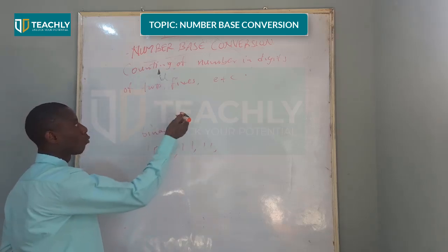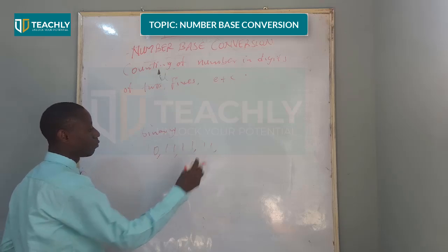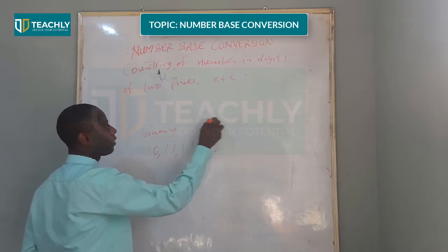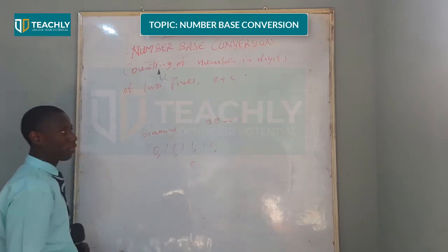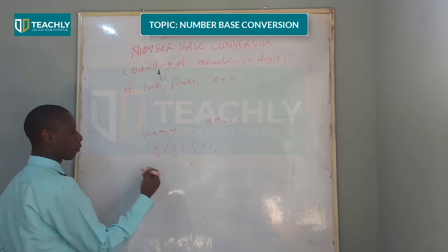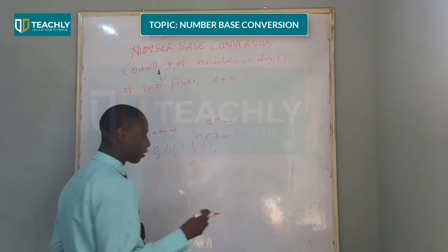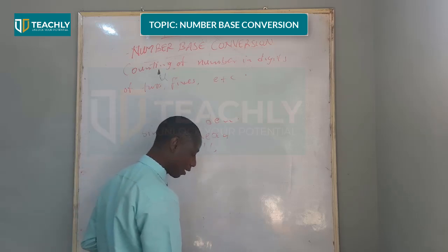We are counting in groups of maybe, let's say, 8. We call it octal. If it's in groups of 10, we call it denary. But a group of 16, we call it hexadecimal. We have some special groups of digits through which we count numbers.